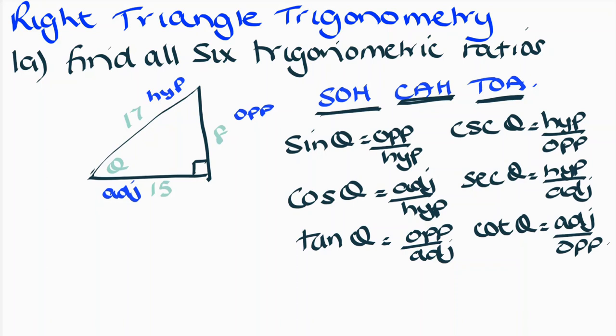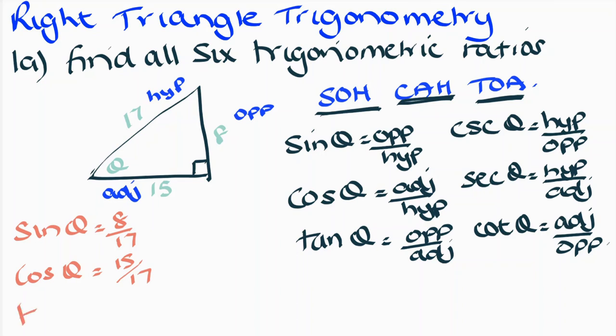So sine of theta is opposite over hypotenuse. Opposite is 8, so this is 8 over 17. Cosine theta, adjacent over hypotenuse, so this is 15 over 17. We're not going to simplify. We're just going to leave them as they are.